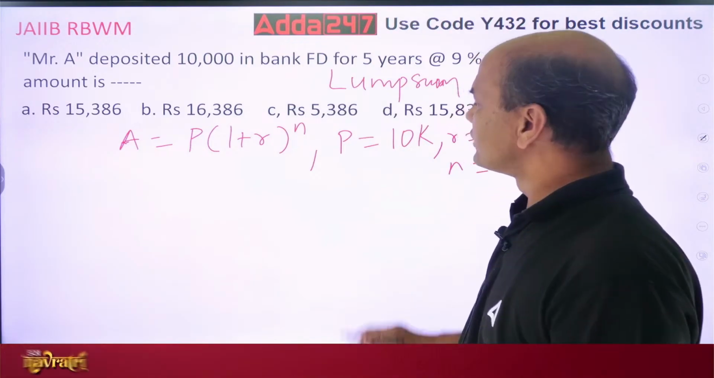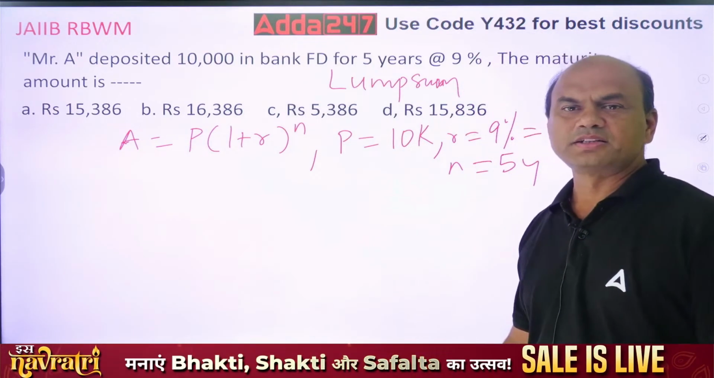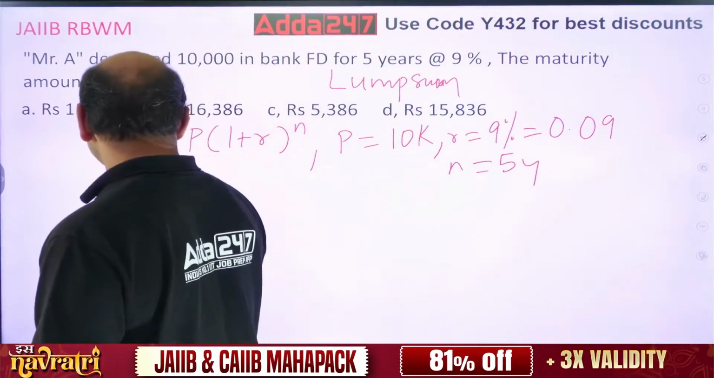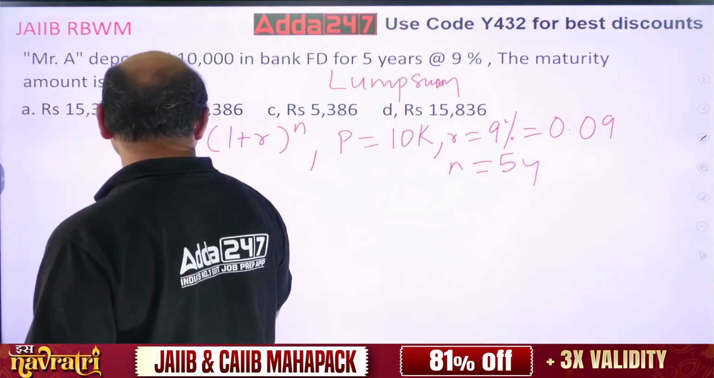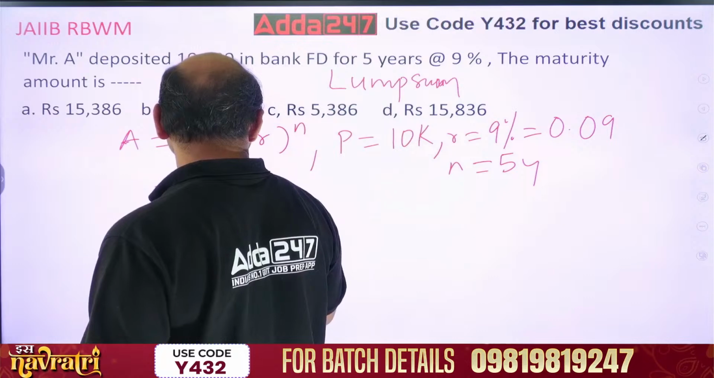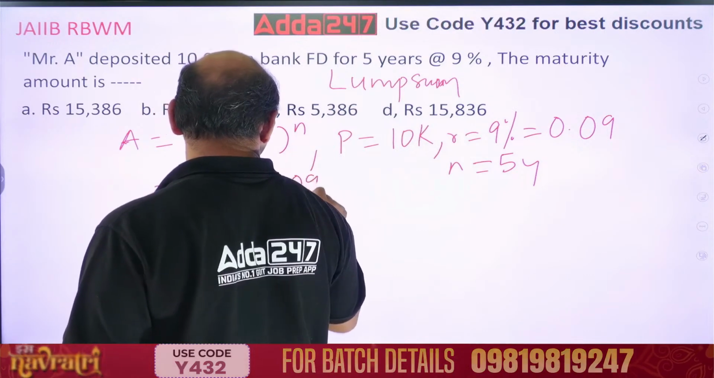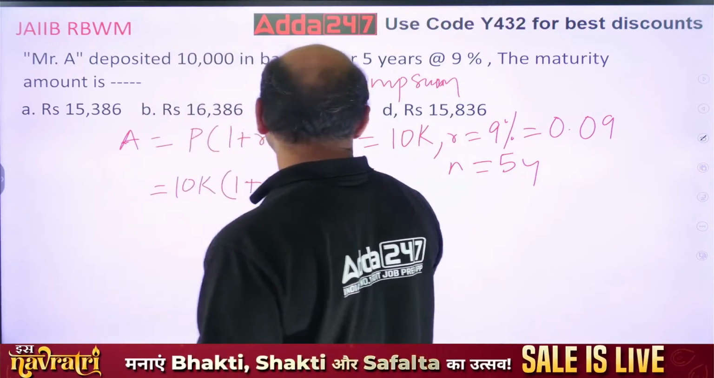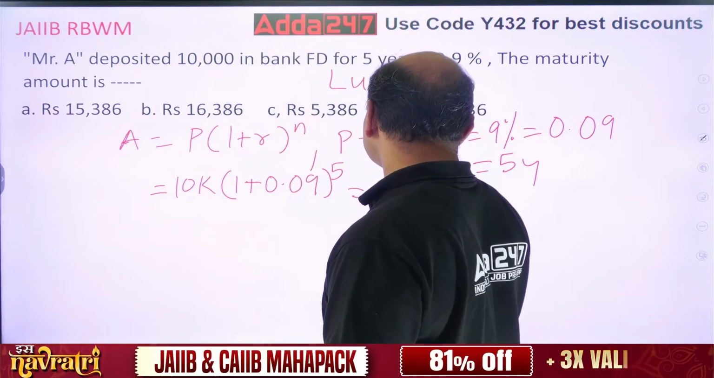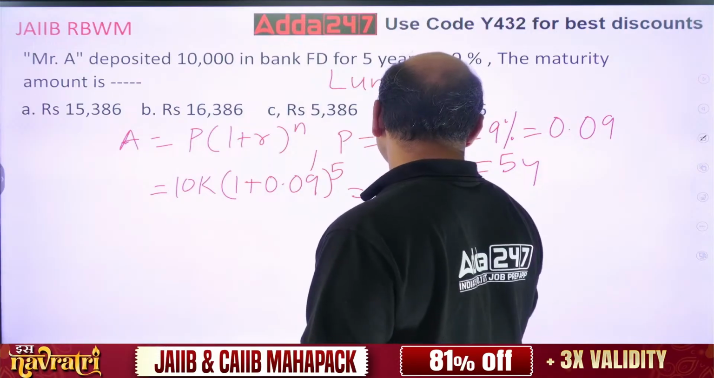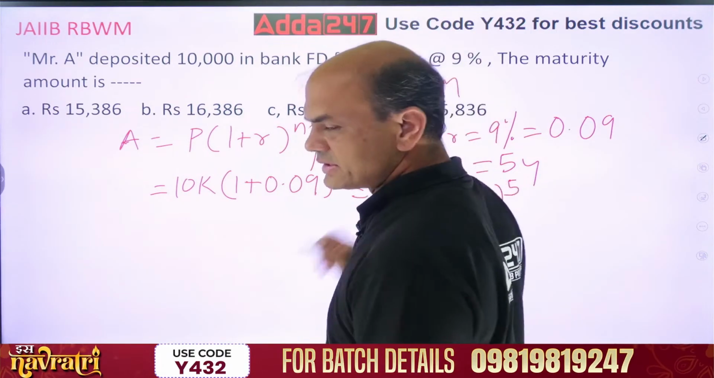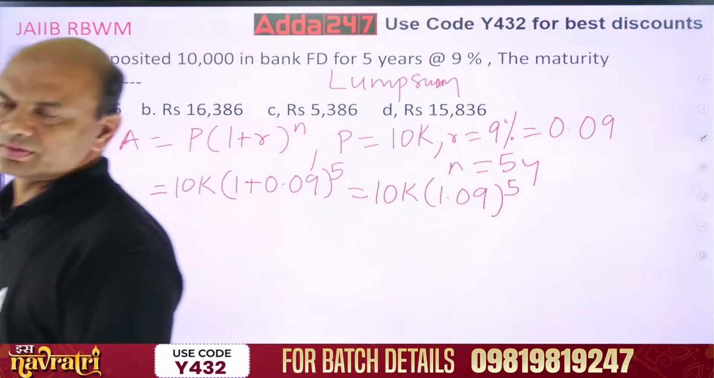Now you have got everything. Just put the values. A equals 10,000 into (1 plus 0.09) raised to N, where N is 5. So solve this: 10K into 1.09 raised to 5. Now how will you do 1.09 raised to 5?